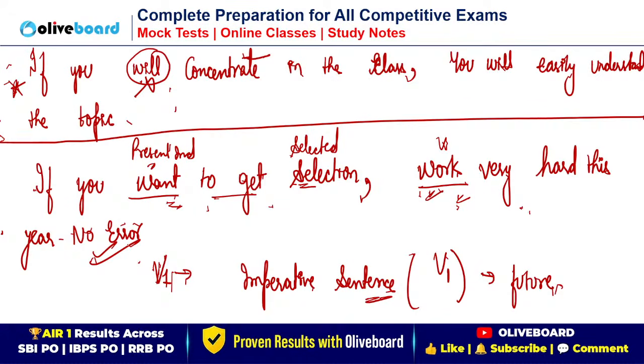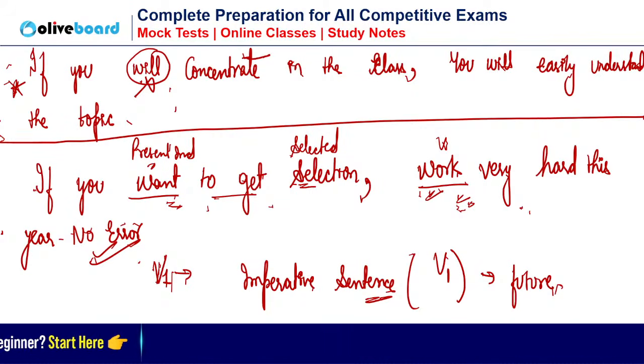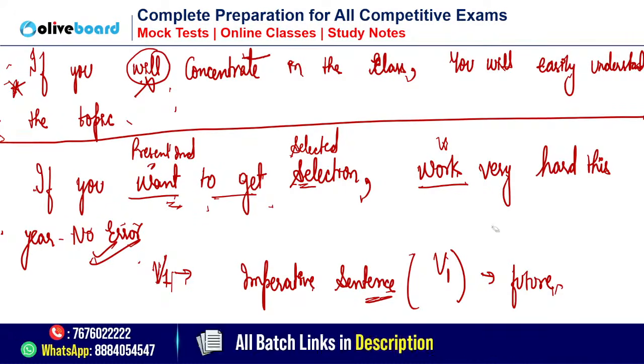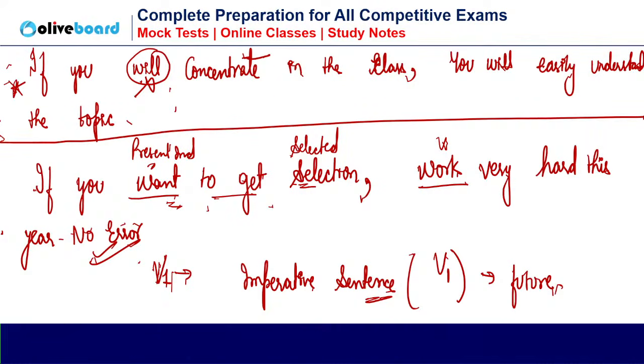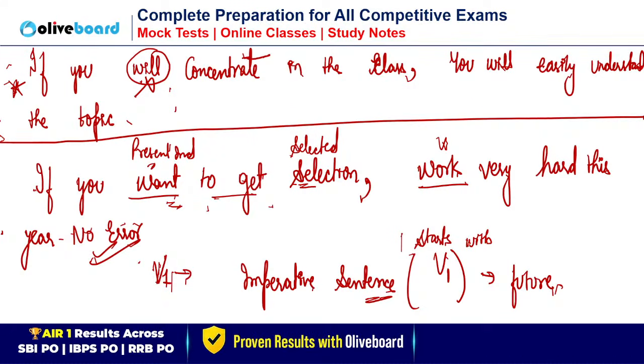So in the principal clause, if you directly use V1, that is also correct because it is an imperative sentence. And imperative sentences start with V1, but they carry the sense of future. Understood, everybody? So there is no error in this sentence. This sentence is absolutely right. Will you forget this? Did you note it down? Imperative sentences start with V1 and carry the sense of future.